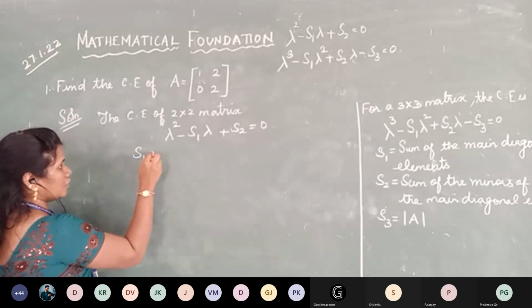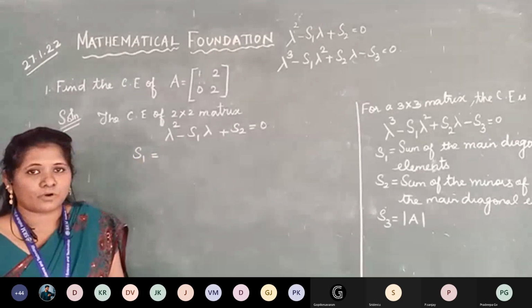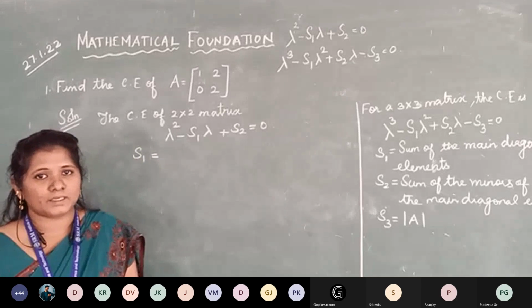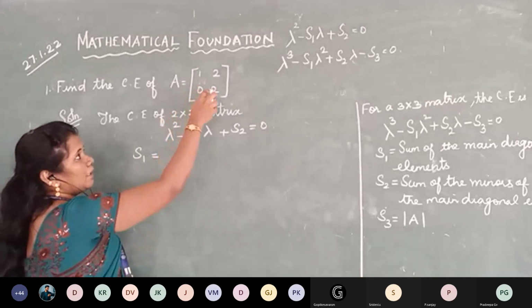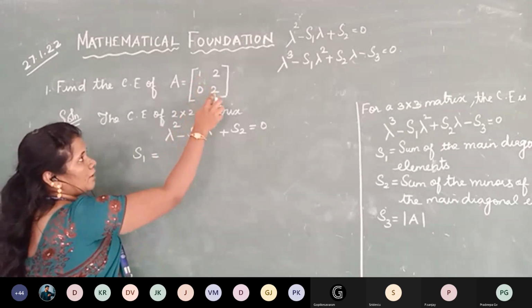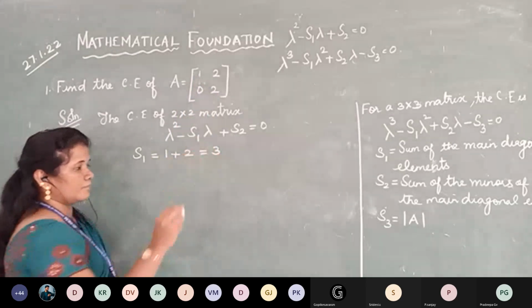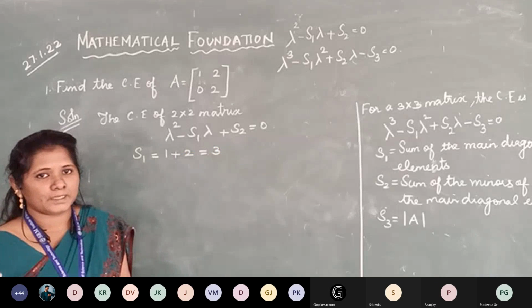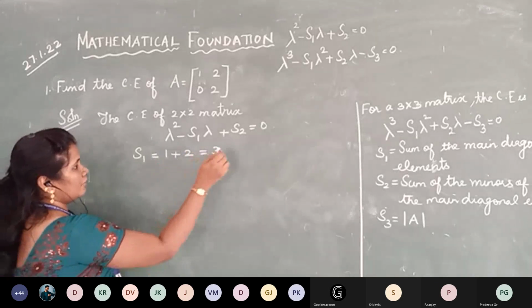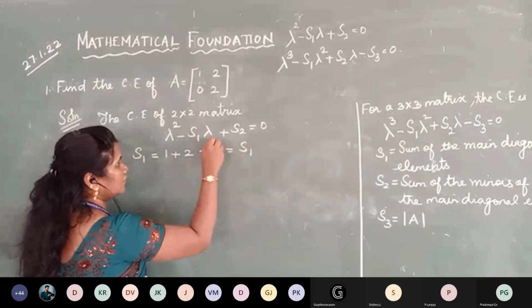Find out what is your S1. S1, according to the formula, is the sum of the main diagonal elements. The main diagonal elements here are 1 and 2. So 1 plus 2, which is equal to 3. So your S1 we have found out to be 3.